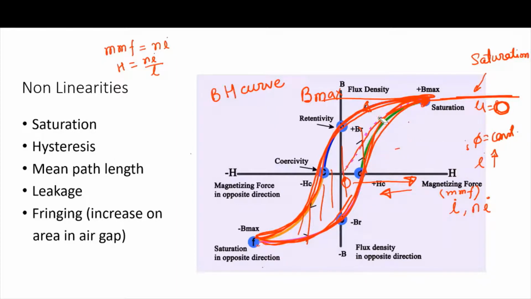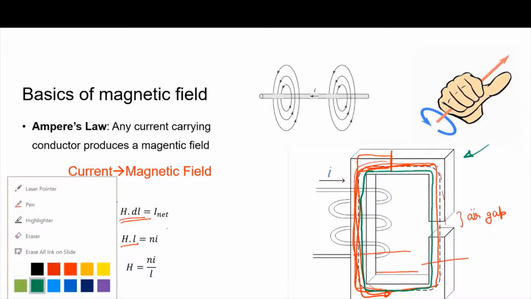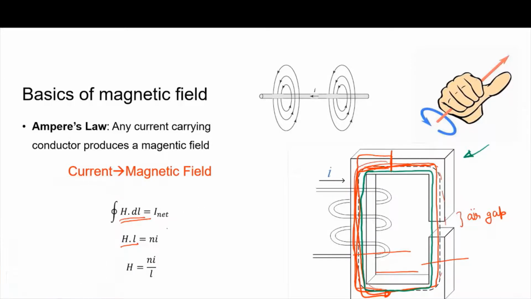Then comes mean path length. So for this, we go back to this figure. In this core, the flux will have this path on the inner periphery, and as well it will have this path, correct? It can have the path on the inner side or it can have a path on the outer surface, and both lengths will be different.